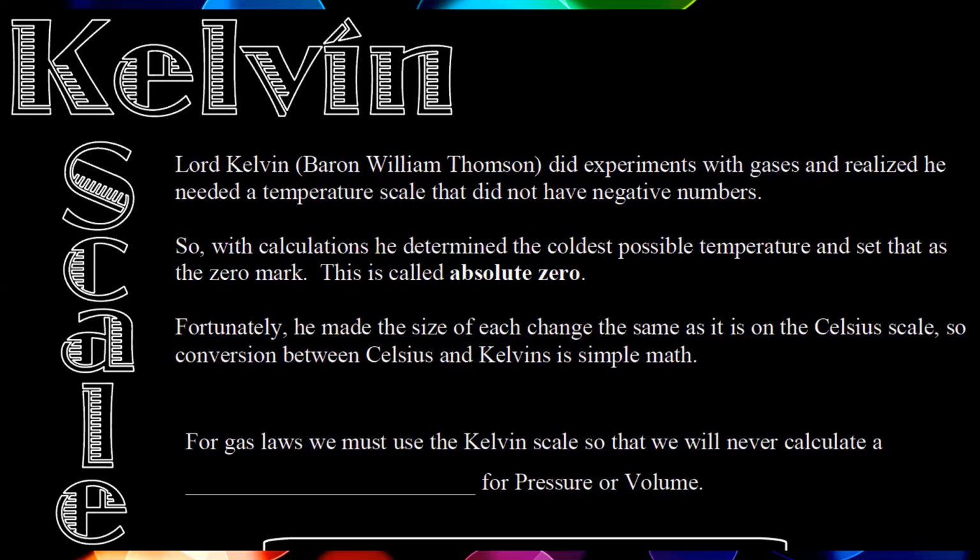Okay. Now, did you know between Fahrenheit and Celsius, there's a 9 and a 5? It's weird. You have to multiply by 9 and divide by 5 sometimes, and other times multiply by 5 and divide by 9, it gets crazy. So he did us a favor, making it the same size. If this room goes up by 10 Celsius, it's gone up by 10 Kelvin. Nice and easy. So for gas laws, we're going to use the Kelvin scale because it never has negatives.